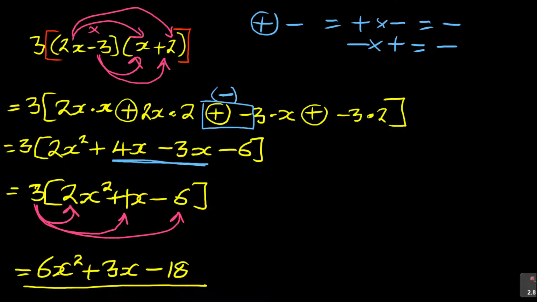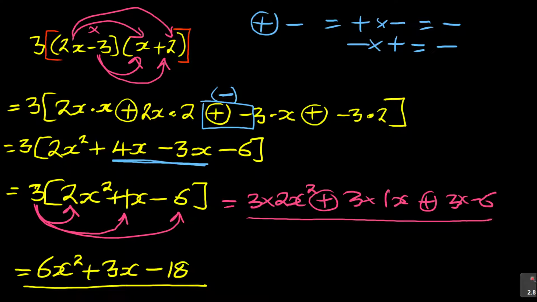All right, so if you wanted, you could have done it the long way to say 3 times 2x squared, and then put a plus, 3 times 1x, and then plus 3 times minus 6. This is actually that. Or you had another option.